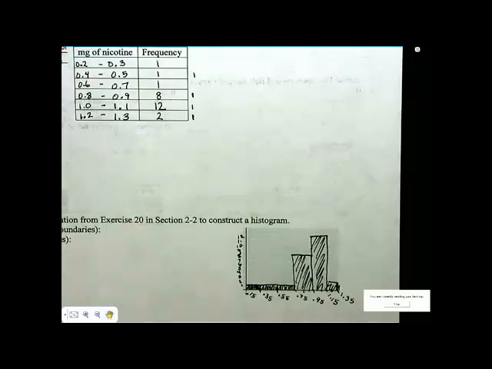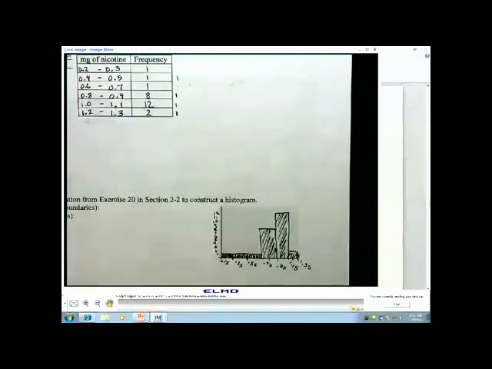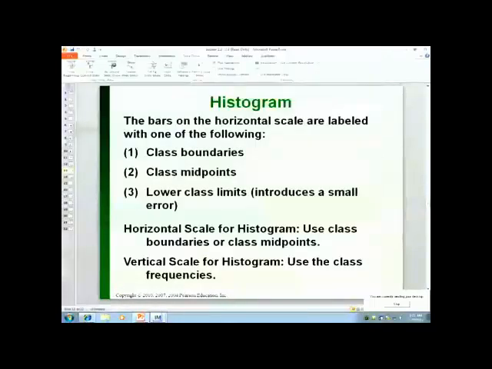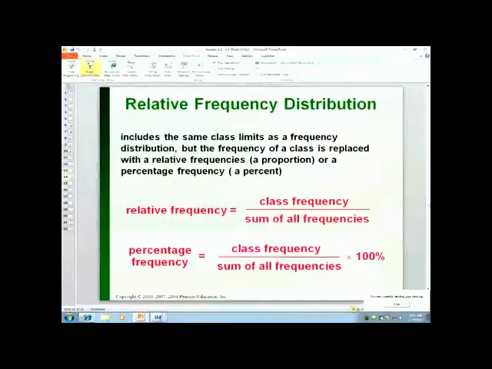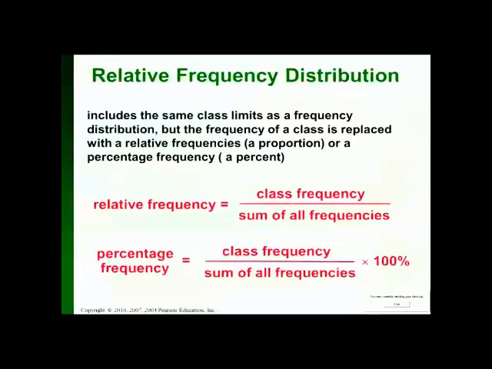So we've talked about a frequency table. We've talked about a histogram. Now we need to talk about another kind of table, a relative frequency distribution. The relative frequency distribution includes the same class limits as a frequency distribution, but the frequency of a class is replaced with the relative frequency of the class as a proportion or as a percent.